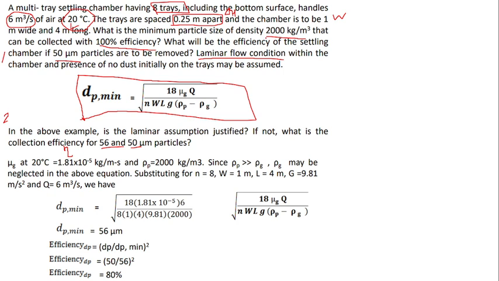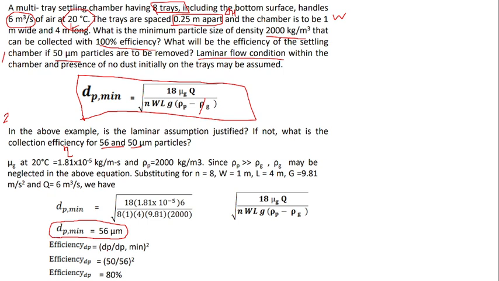And here the particle density is given as 2000 kg per meter cube. So rho g is generally 1000 kg per meter cube if it is liquid. Anyway, the particle density is very much higher here. So what they are telling us is to eliminate rho g. So only rho p is here, which is 2000 kg per meter cube. If we solve this, we will obtain the minimum particle diameter as 56 micron.